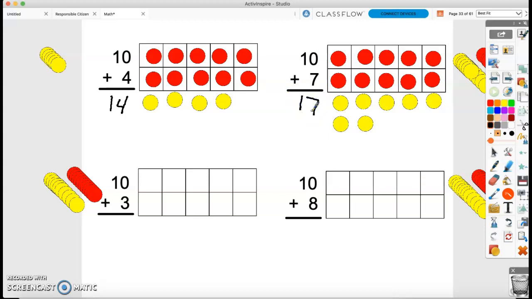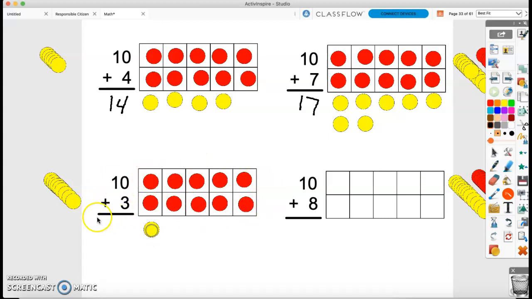So let's go to the next one. I see 10 plus 3, so I'm going to fill up my 10 frame to have 10 in the 10 frame. And I don't need to count those because I know that if I fill up a 10 frame, I already have 10. We have been working on looking at a 10 frame and figuring out the dots and the spaces. So I have 10 in my 10 frame now, so I'm going to do 3 extra. 1, 2, 3. Awesome job.